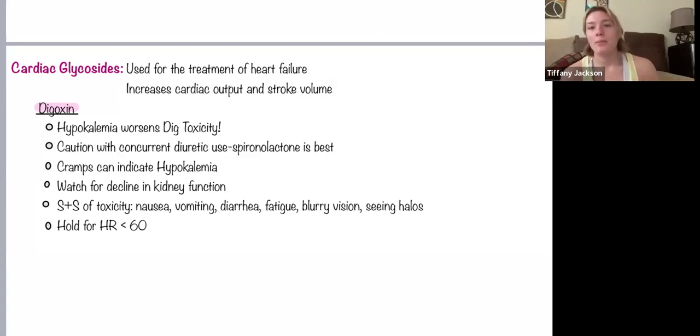Alrighty. If your patient is experiencing nausea, vomiting, diarrhea, fatigue, blurry vision, or seeing halos, we want to hold the next dose of digoxin, and we want to draw a digoxin level.